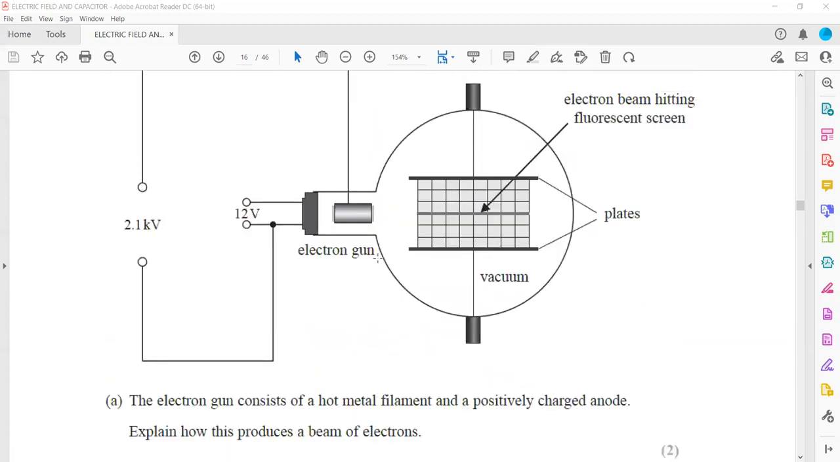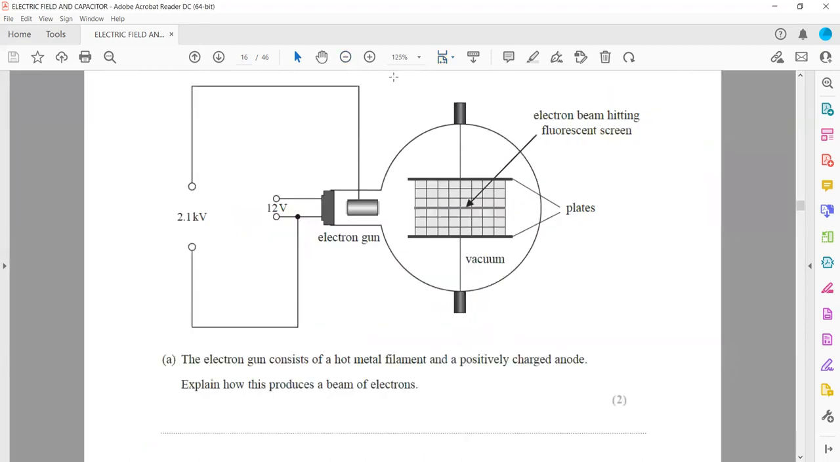The electron gun consists of a hot metal filament and a positively charged anode. Why does this produce a beam of electrons? As you can see here, there is a positively charged electrode and a hot metal filament. When the metal becomes hot, the electrons gain energy and come out due to thermionic emission. And what is the advantage of having the anode? Electrons are accelerated by the electric field of the anode.